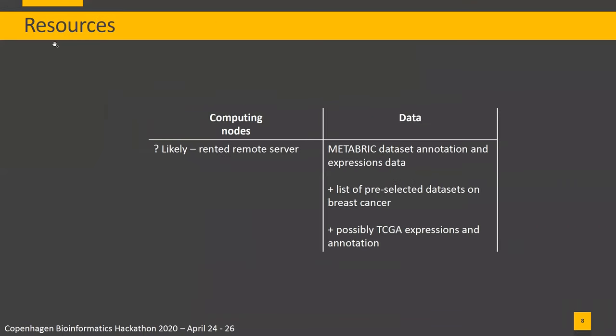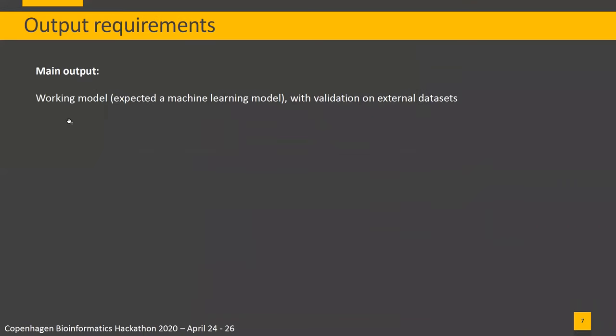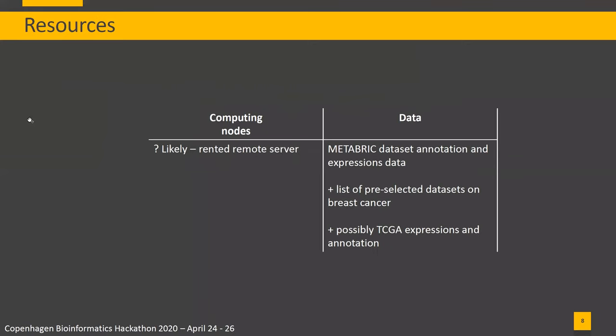The main output of this is the working model. Next. I still think that possibly we may rent a remote server, but if possible, it would be better to work on our laptops. As data, the METABRIC dataset with annotation will be used, about 2,000 samples. And we can use a list of preselected external data sets for external validation. Thank you.